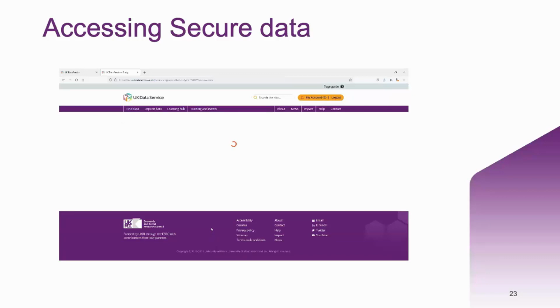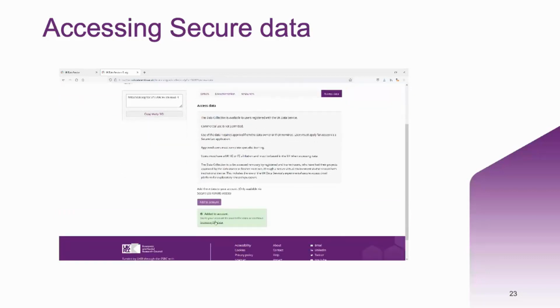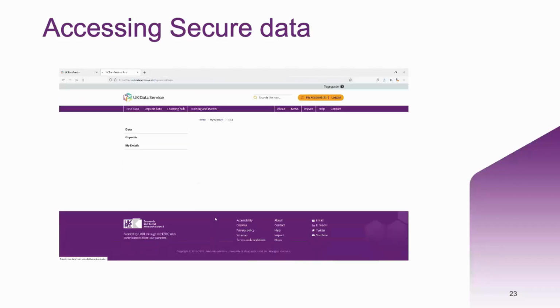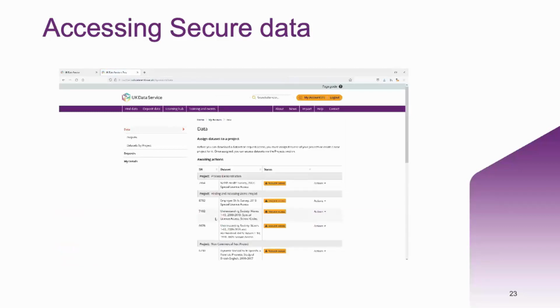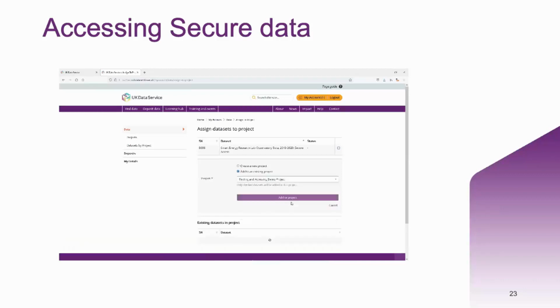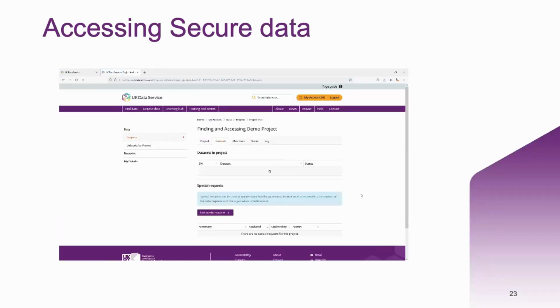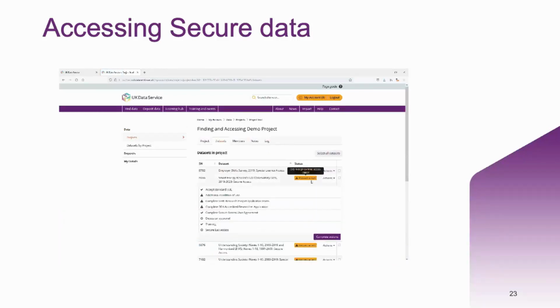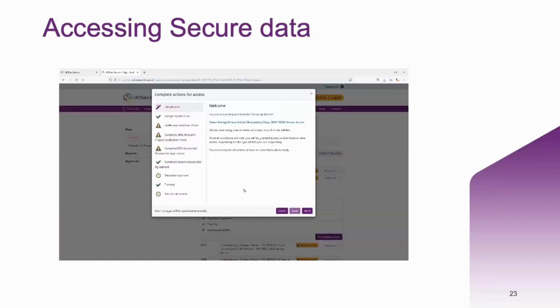Add to your account. And again, exactly the same as before. You'll be asked to assign it to a project. Again, we're going to select one that we've already got. And you will see that it's got request access next to it. Click on that request access and complete actions, and you'll see the things that need to be completed.